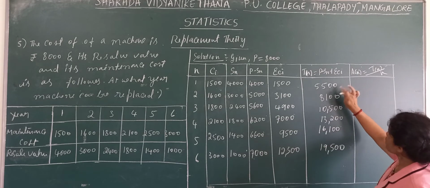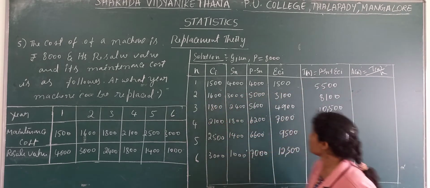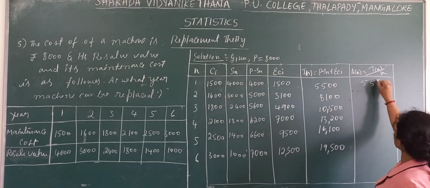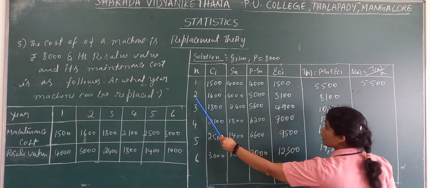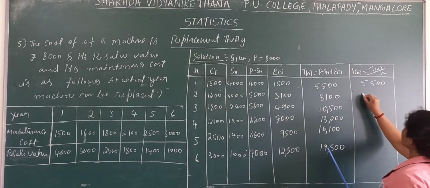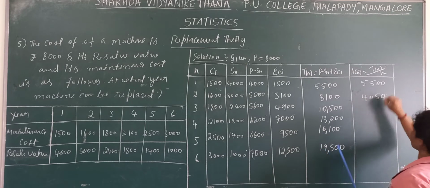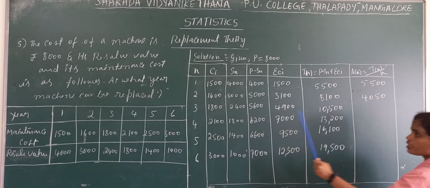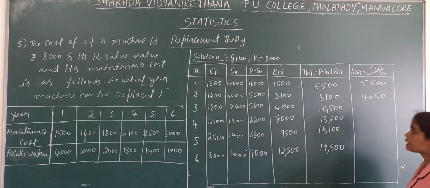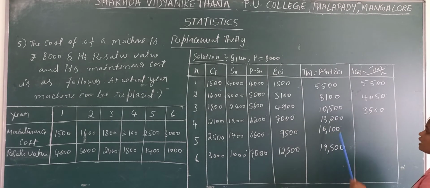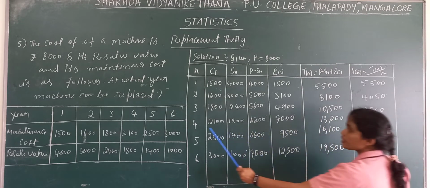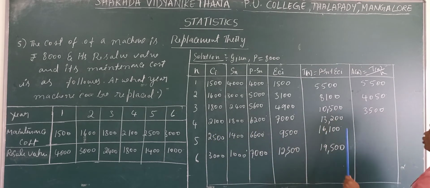First one, 5500 divided by 1, that is 5500. Next 8100 divided by 2, we get 4050. Next 10500 divided by 3, there we get 3500.